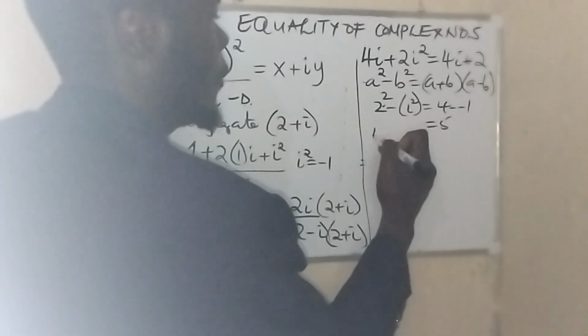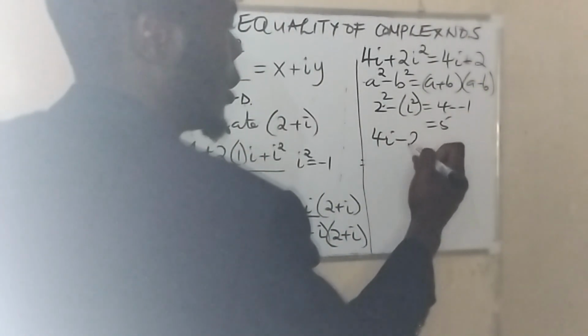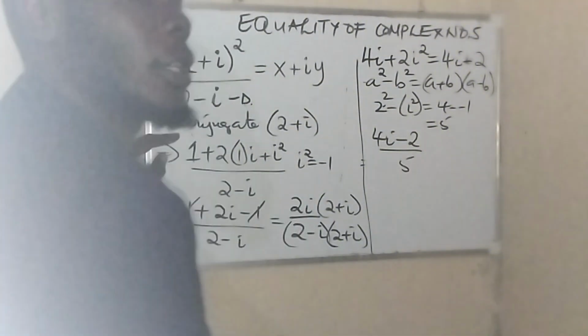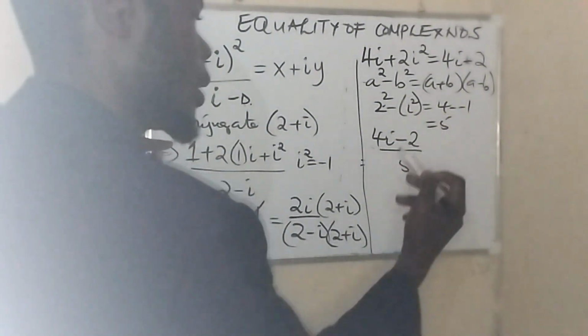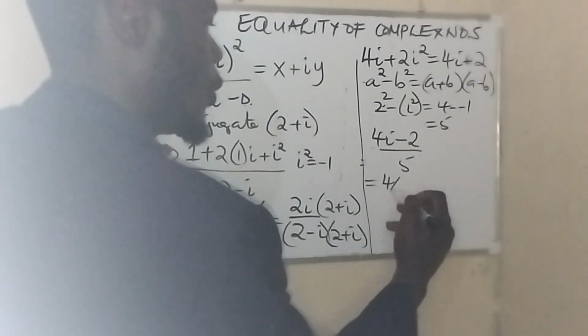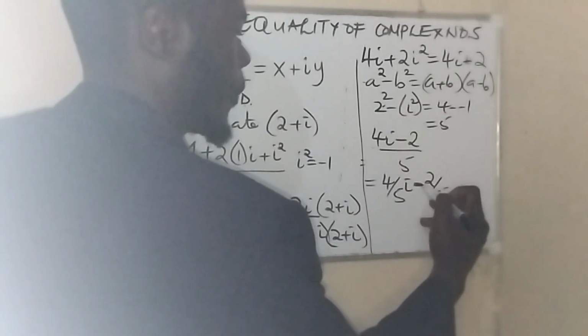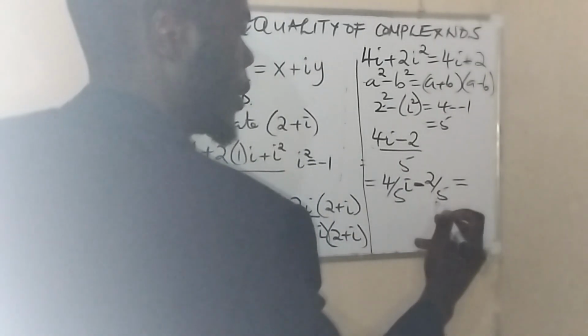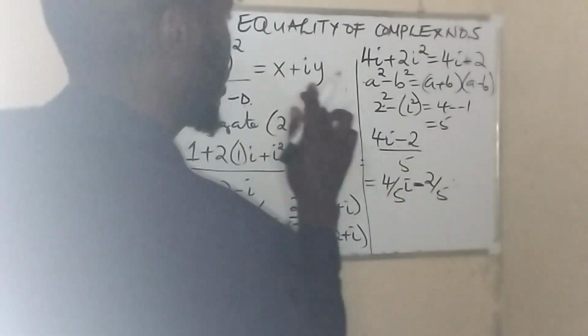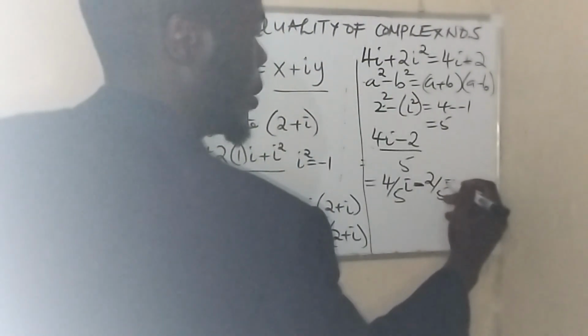So we shall have (4i − 2) divided by 5. So 5 divides each term. So we shall have 4/5 i − 2/5. And this one will be the same as x + iy.